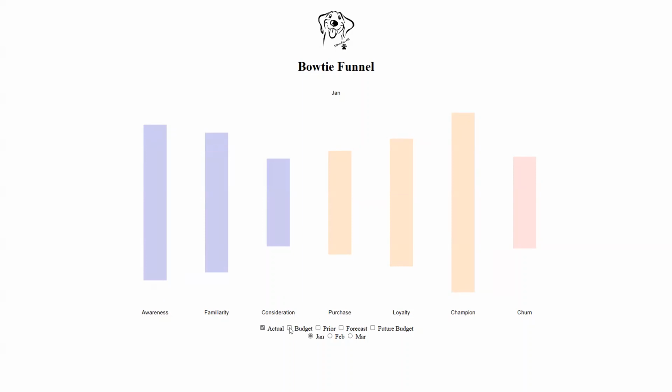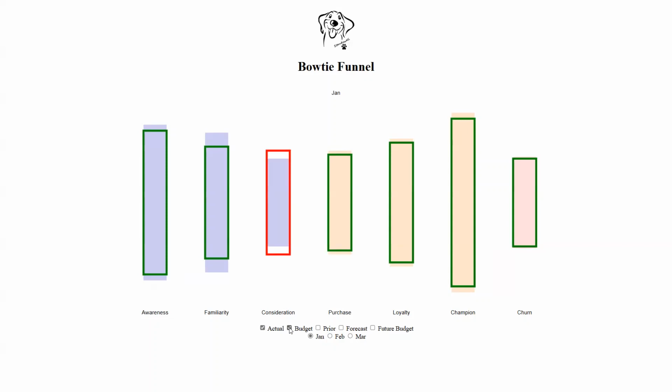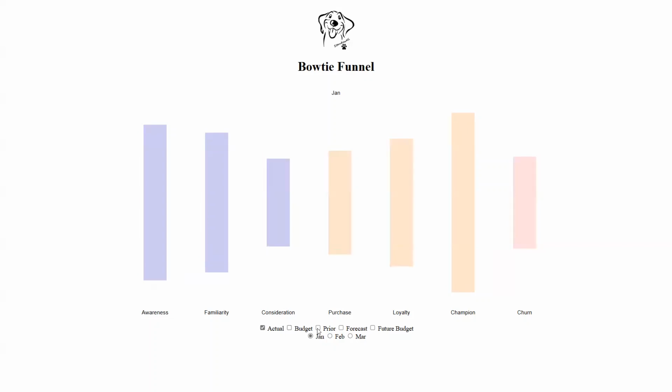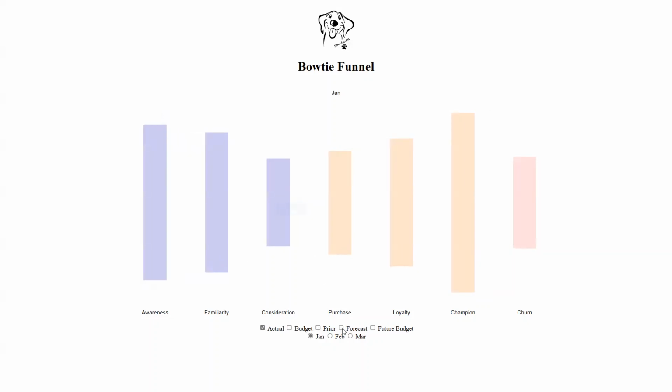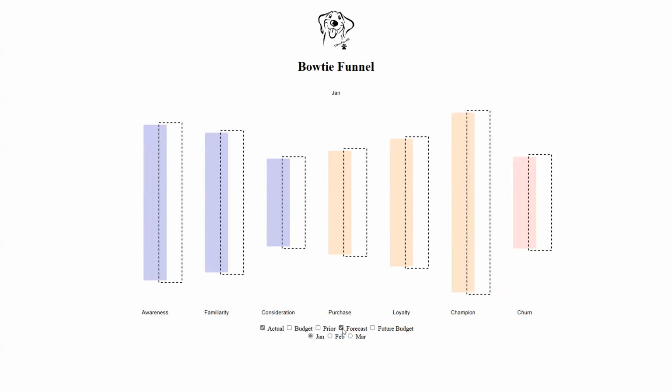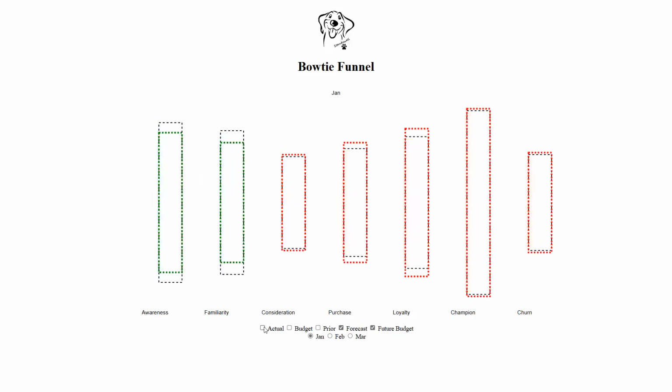You can toggle on the budget to show some favorable or unfavorable variances. You can toggle on the prior month to show whether things are improving or degrading. You can toggle on a future period forecast. We are going to show you how this was made and give you the code that represents a very simple proof of concept. In future videos, we will iterate on making this proof of concept more functional.